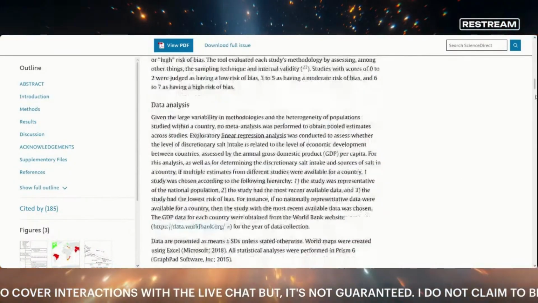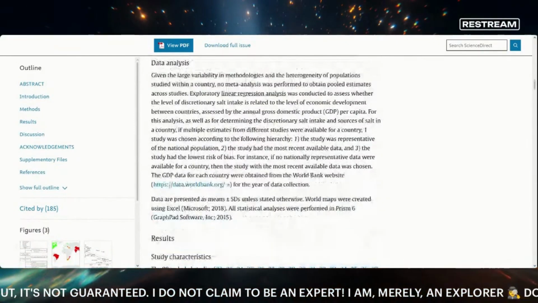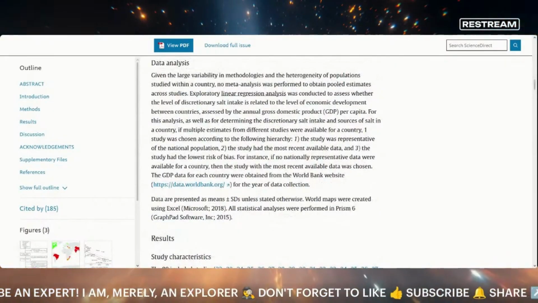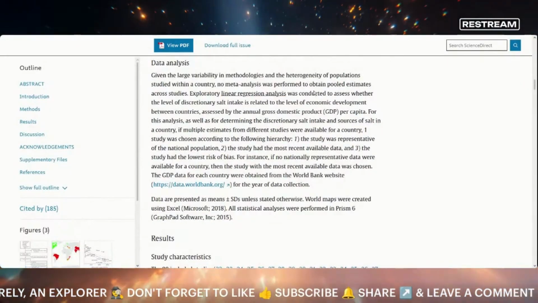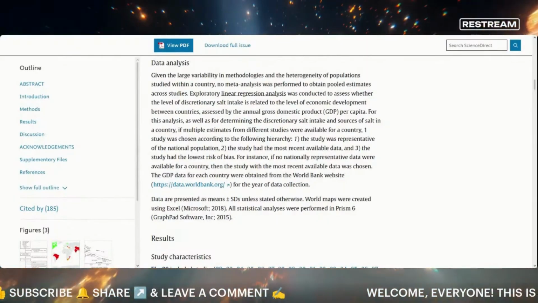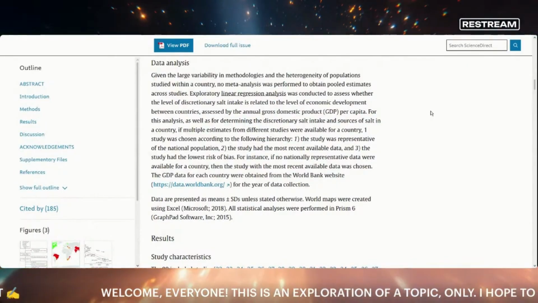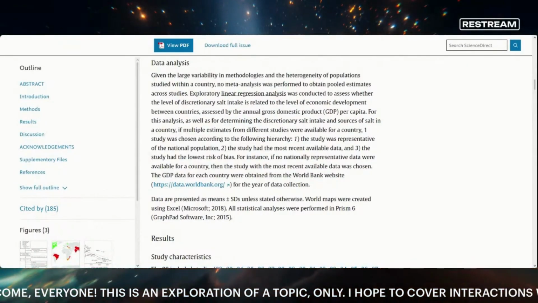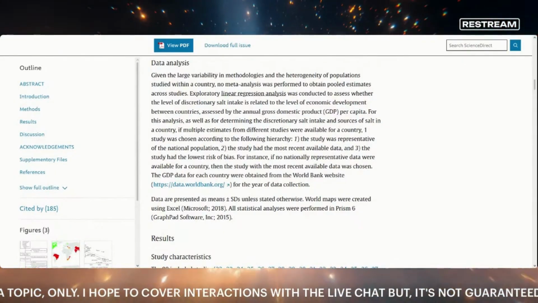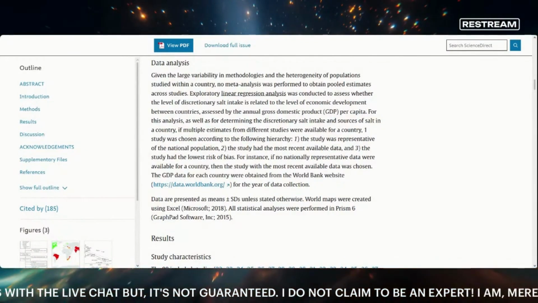Data analysis. Given the large variability in methodologies and the heterogeneity of populations studied within a country, no meta-analysis was performed to obtain pooled estimates across studies. Exploratory linear regression analysis was conducted to assess whether the level of discretionary salt intake is related to the level of economic development between countries, assessed by the annual gross domestic product, that is GDP, per capita.